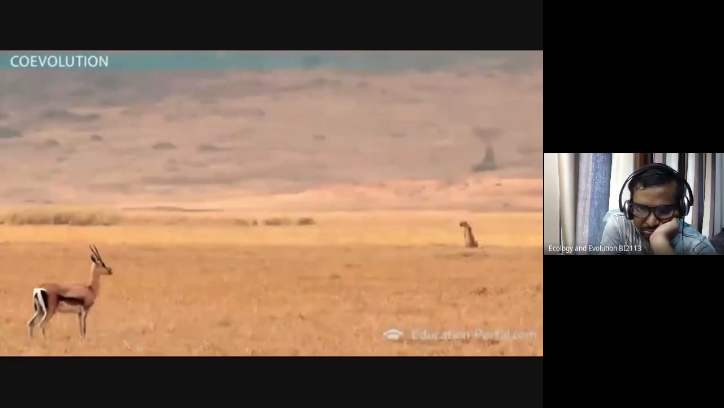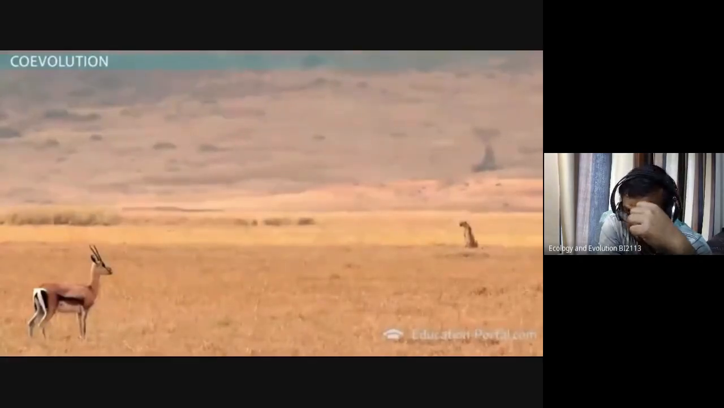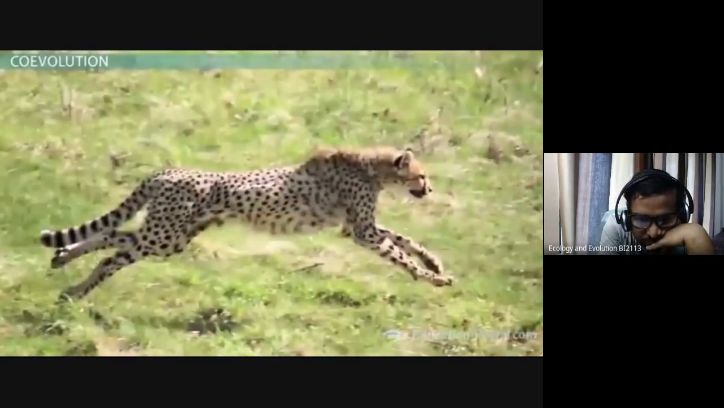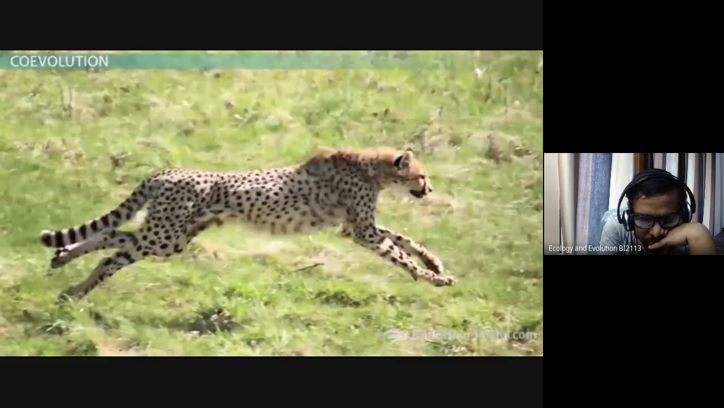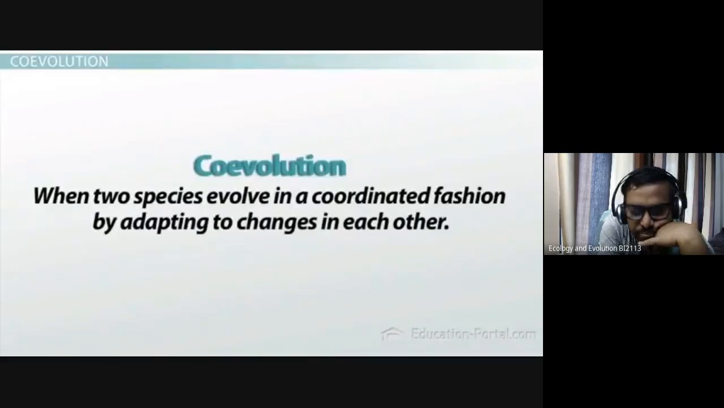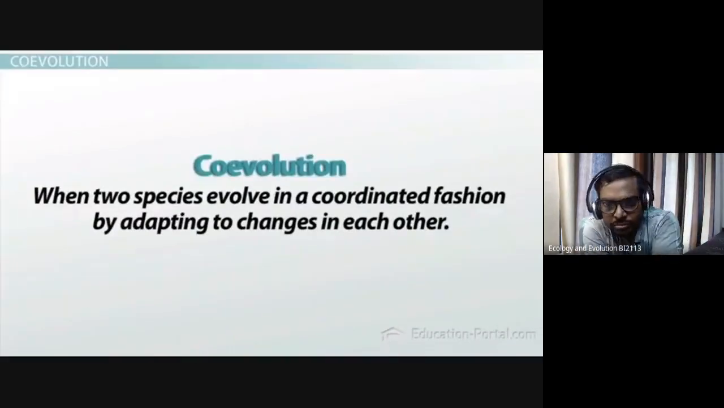When prey organisms develop an effective defense against predation, its predators must adapt to the change and find a way around the defense or find a new organism to prey on. Predators that don't adapt and can't capture prey will starve to death. The end result is that predators and prey evolve in response to interactions with each other. These tight evolutionary relationships can result in coevolution, which is when two species evolve in a coordinated fashion by adapting to changes in each other.